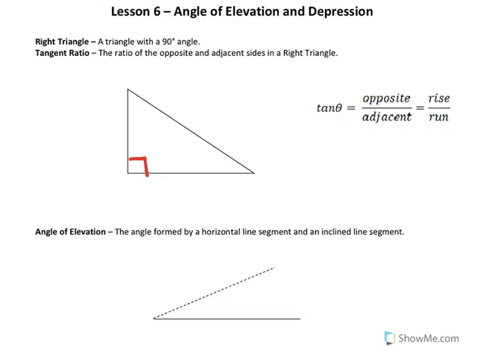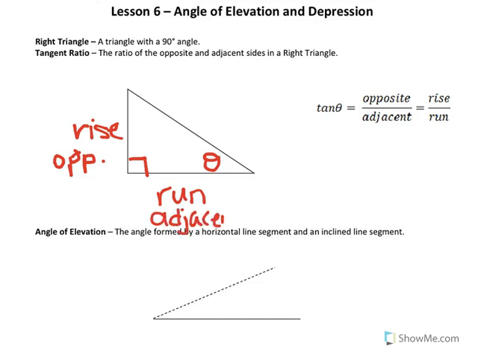So if this is my triangle, we're calling this the rise, we're calling this the run. If we are looking for the angle of elevation, or whatever angle, this side's going to be our opposite, and this side's going to be our adjacent. So we can use TOA, the T-O-A, and replace it with this rise and this run.